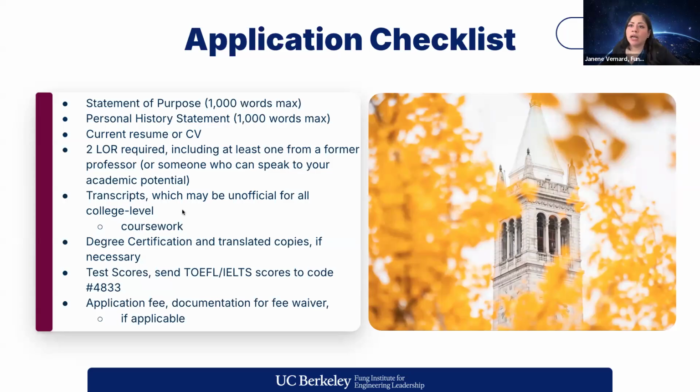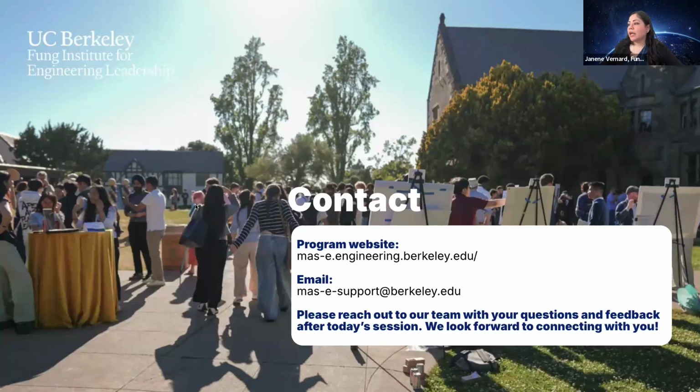But if you are admitted and accept admission, then we will need your official transcript, degree certification, and translated copies if necessary. Test scores, send TOEFL scores to 4833, but not IELTS. And then application fee documentation for fee waiver or signing up for that departmental fee waiver if applicable. And finally, here's how you can contact us.